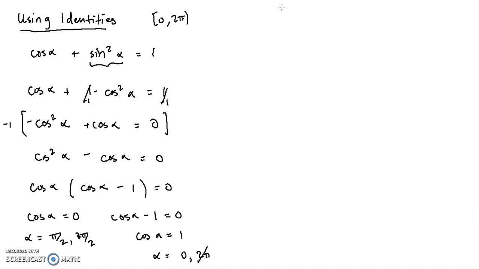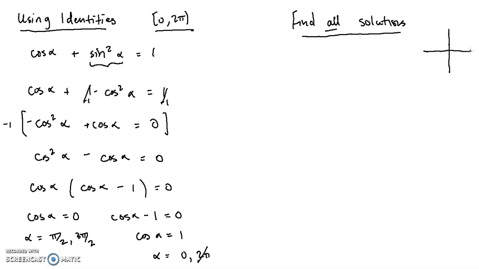All right, the other thing that you might need to do: typically it says on 0 to 2 pi or 0 to 360, but it might also say find all solutions. Okay, so if you want to find all solutions, that means that you can't just list them out. You've got to set up a way to show all of them at once. So for example, we're going to need our ASTC, all stupid teachers cheat. Remember, this is where everything is positive: all, sine, tangent, cosine.